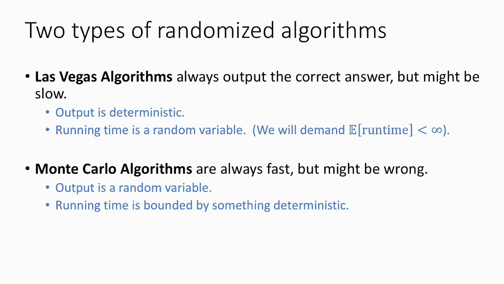An example of a Las Vegas algorithm that you might have seen before is quicksort. Quicksort is always correct. It always outputs a sorted list. And usually it's fast, but in some very bad cases, if it gets unlucky, it might be slow.